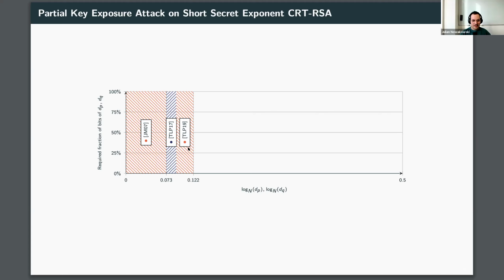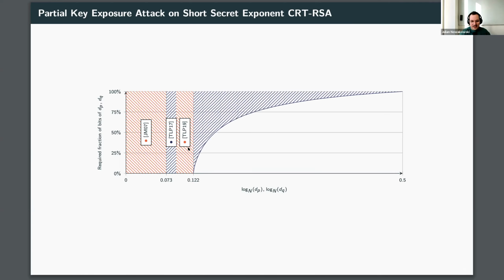And what we could do is we could significantly simplify its proof. Especially, we could give much more intuition on the proof than the original work did. And then this intuition helped us to generalize this proof. And with this generalization, we obtained a partial key exposure attack, and its graph looks like this.